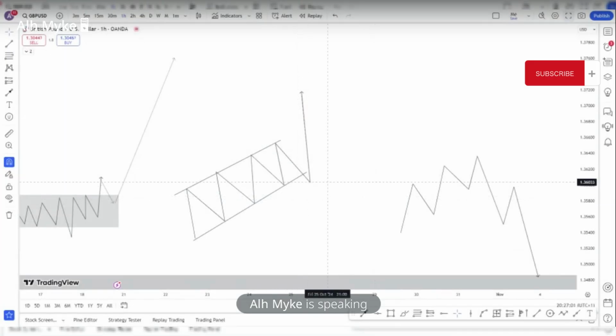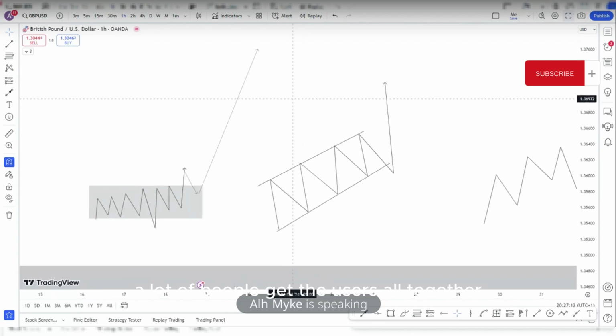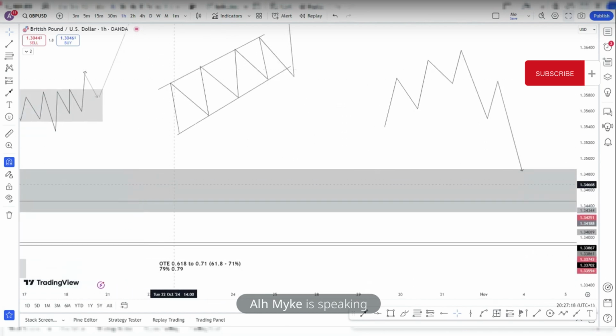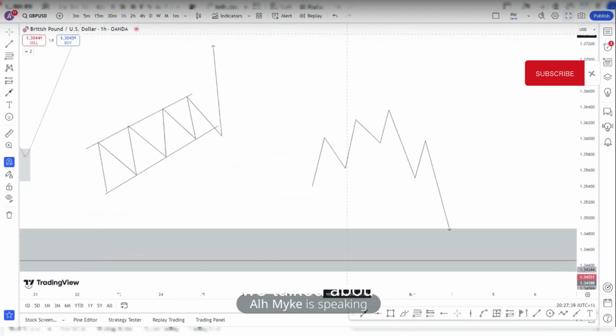Mitigation block, you usually see in a consolidating market. It just comes back to mitigate orders, which is why it's called a mitigation block. But a lot of people barely use it. So are we together? Yes. Okay. I don't really want to talk much about mitigation blocks because it has been a really long time since I used it, so I don't want to mix up something for you guys that isn't right. So the last one we're going to talk about is QML.